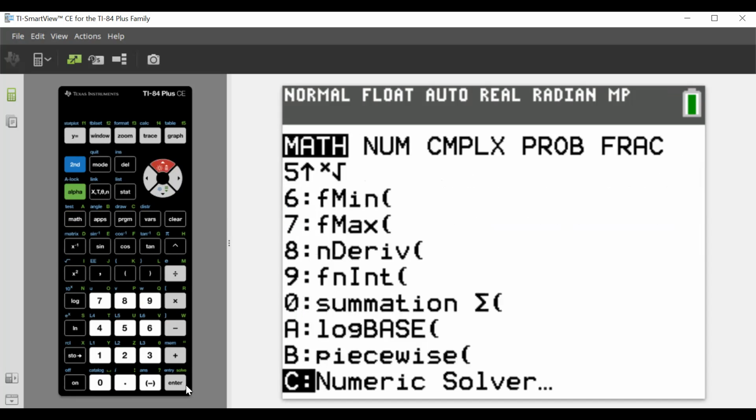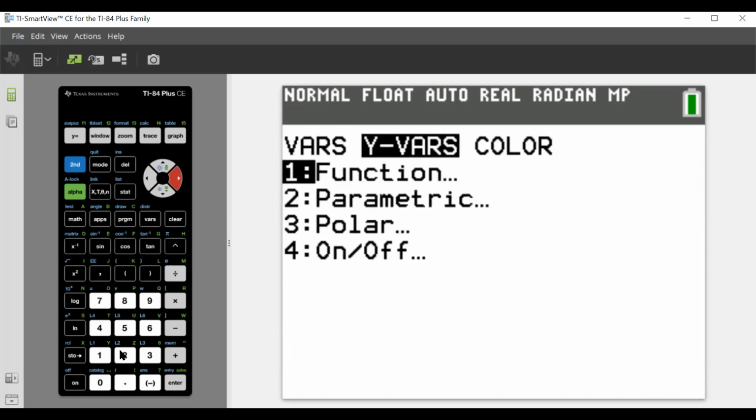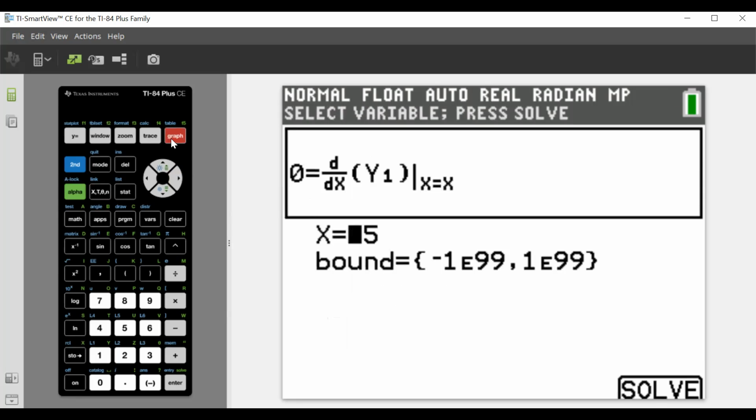Now we're going to do what we started that one other time. We're going to take the derivative. So we're going to do math 8. We want y1, and we want that to be x. We want to calculate that.